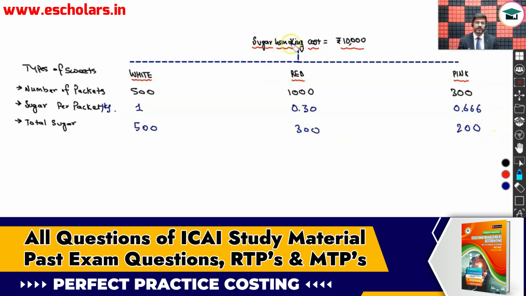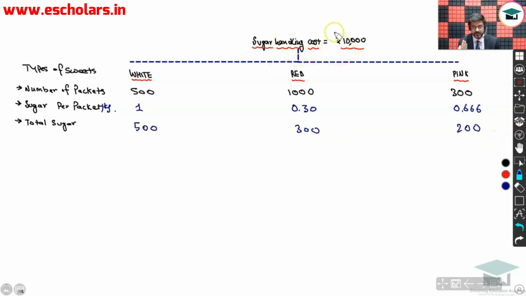Let's go through it once again. What was my sugar handling cost? 10,000. 3 types of sweets we have: white, red, pink. How many packets are we preparing for these 3 sweets? Sir, 500, 1000 and 300. What is the sugar requirement per packet? 1, 0.3 and 0.666. So what will be the total sugar we need for 500, 1000 and 300 packets? 500, 300 and 200. What I did, I multiplied these two numbers. I hope this is clear, the total sugar requirement.